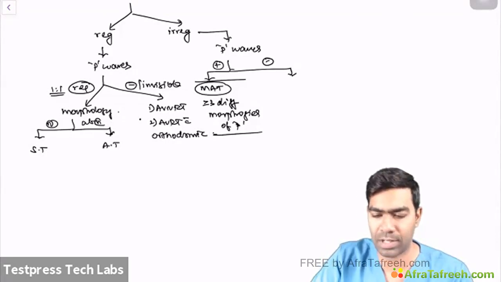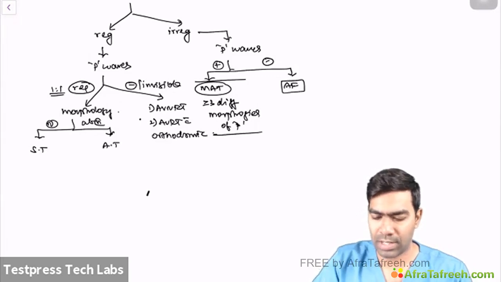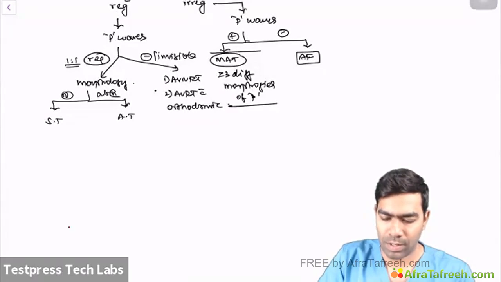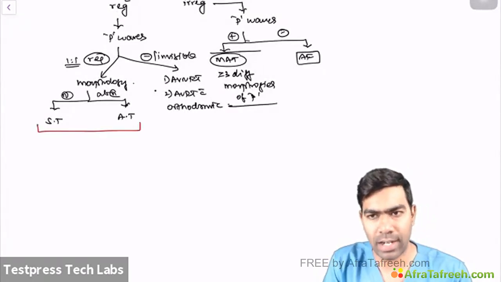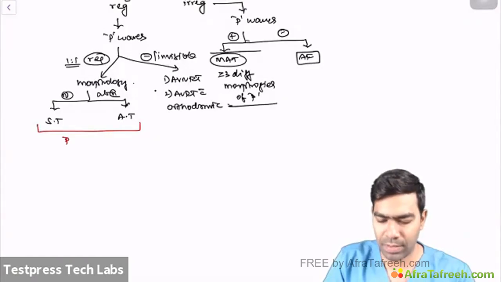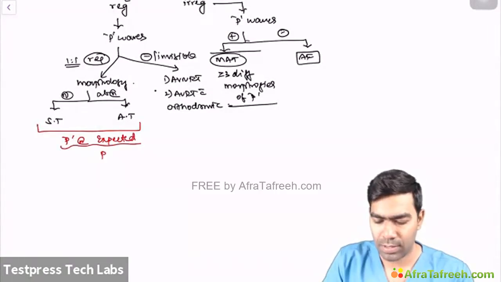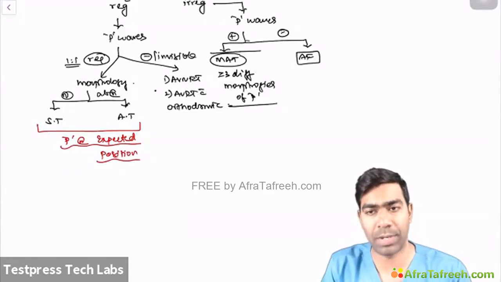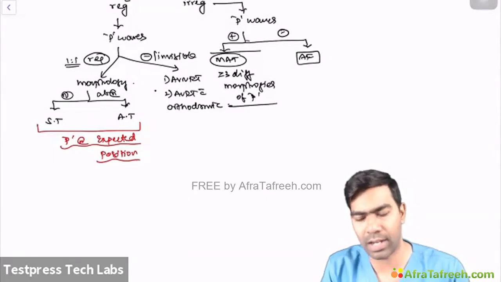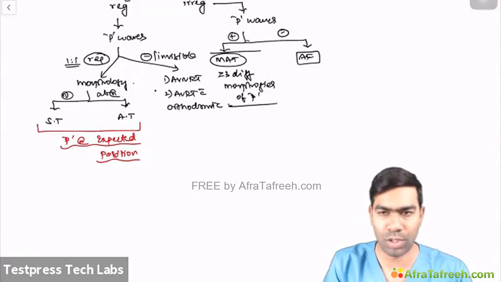If the P waves are absent, then my diagnosis will be atrial fibrillation. And please understand, the most important thing about sinus tachycardia and atrial tachycardia is that P waves will be located at the expected position. Where you expect the P waves to be, that's where they will be. Unless there is a block, an AV nodal block, your P waves will be at the expected position, before the QRS.